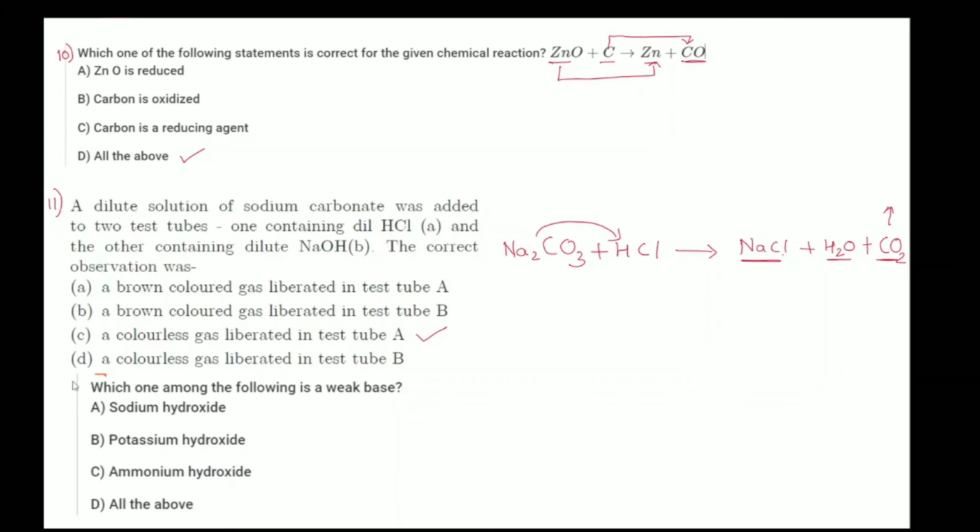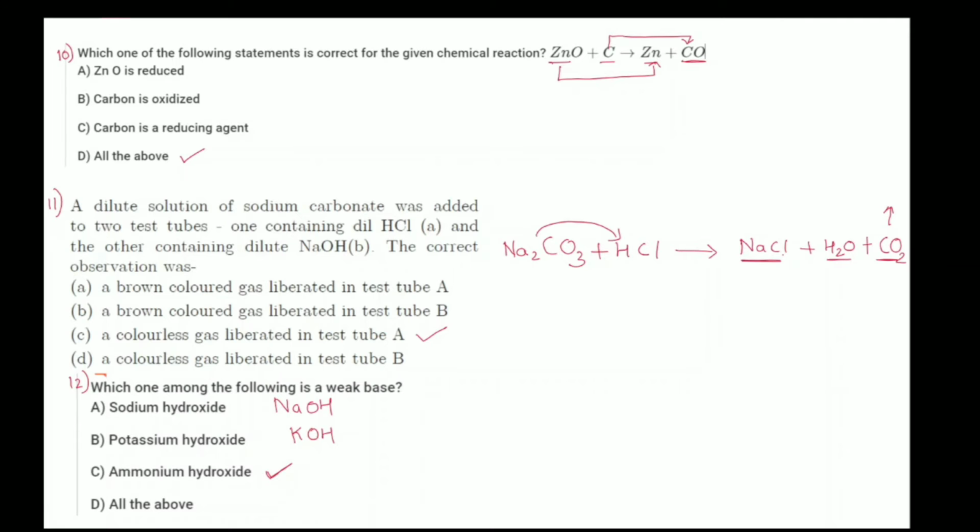Okay, let us move on to question number 12. Which one among the following is a weak base? This is very easy. We have learned about acid, base and salt. So sodium hydroxide, NaOH, we have potassium hydroxide, KOH, ammonium hydroxide, or all of this. We know that among these two are strong bases, and this cannot be the option. So obviously this is the correct answer, ammonium hydroxide.